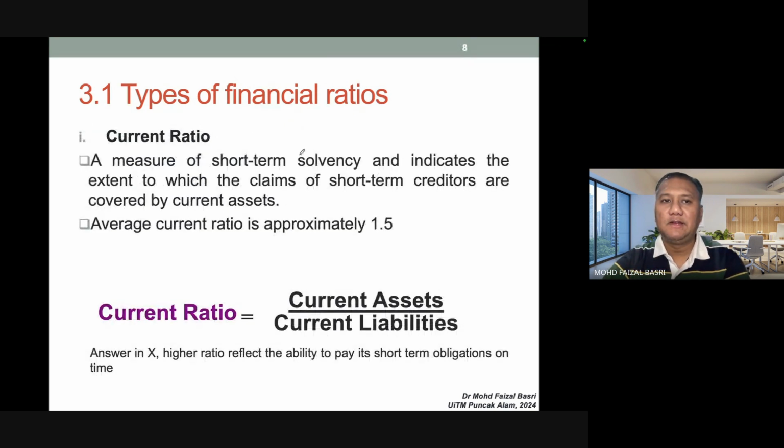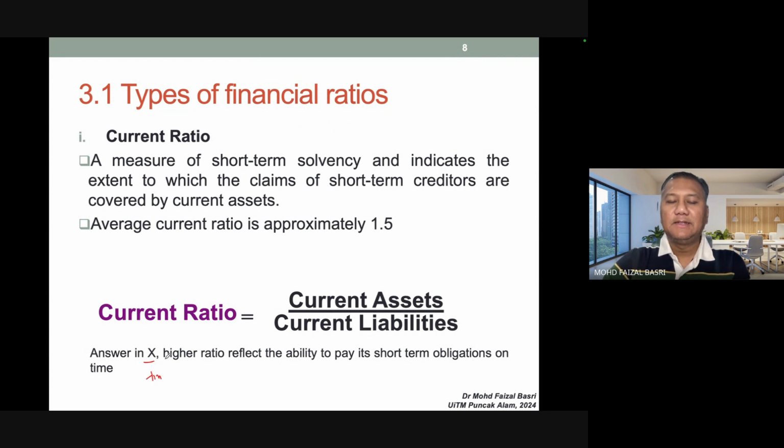So let's look at the current ratio. The current ratio will measure the short-term solvency and indicates the extent to which the claims of short-term creditors are covered by the current assets. Just like what I mentioned to you just now, yang I gunakan RM100 dengan RM50 tadi. So the formula is current assets divided by the current liabilities, and the answer will be in times.